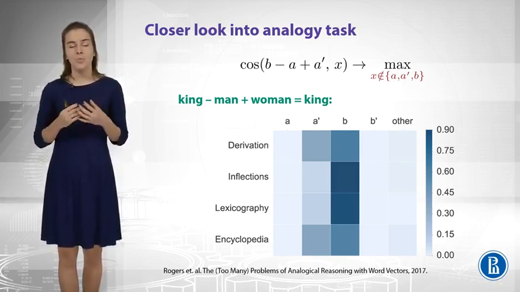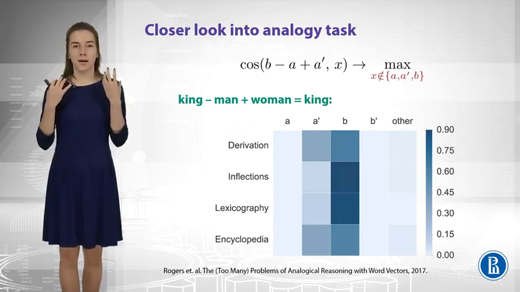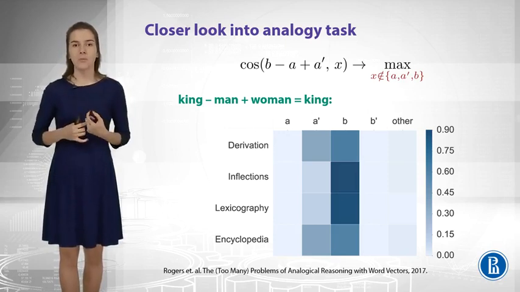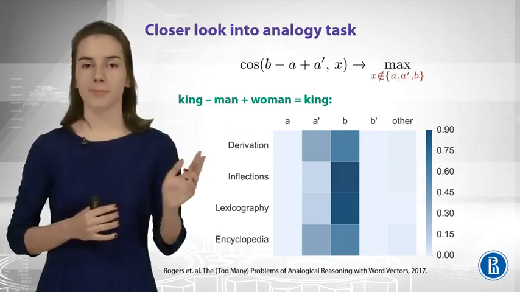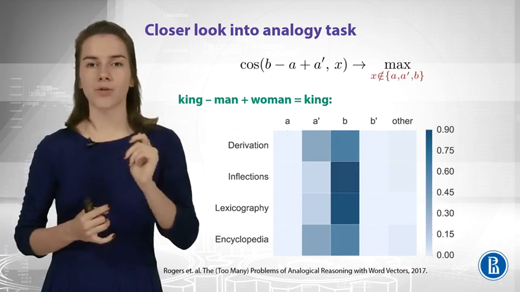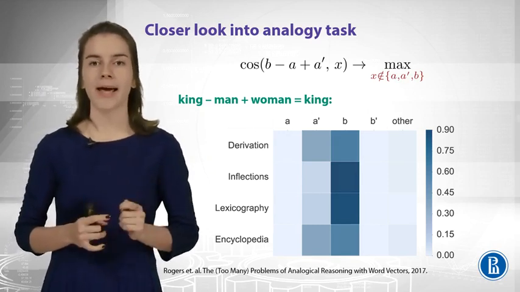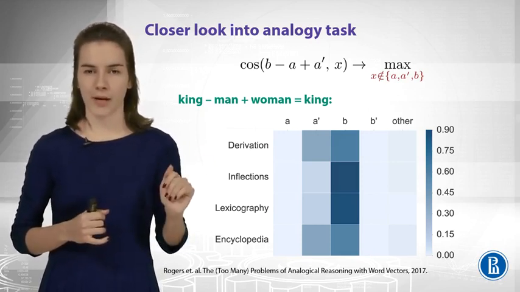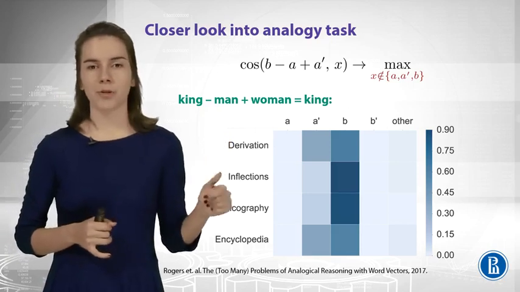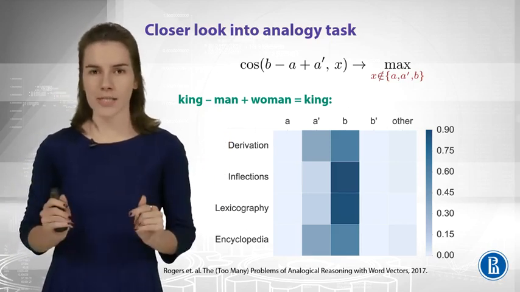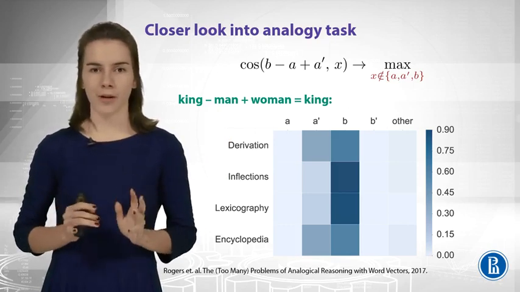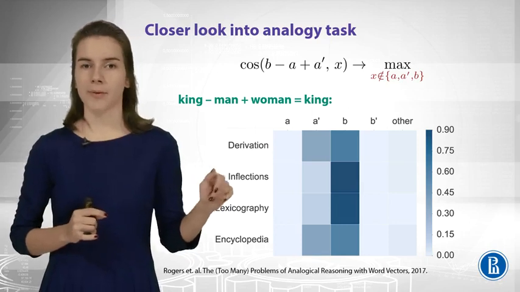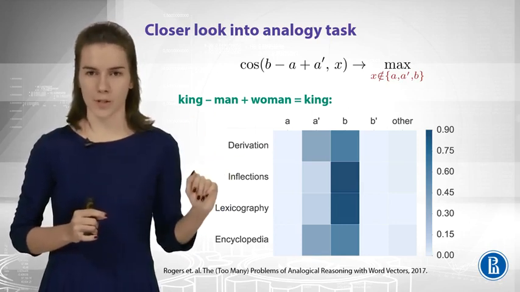However, let us see what would happen if we looked into this honestly and performed the maximization in the whole space. The picture shows what would be the closest neighbor to the arithmetic expression in case of the honest search. The color shows the ratio. The names on the left correspond to different categories of analogies. It is not so important for now. Let us look into the last one, which is called encyclopedia. The example about king will fall into this one.